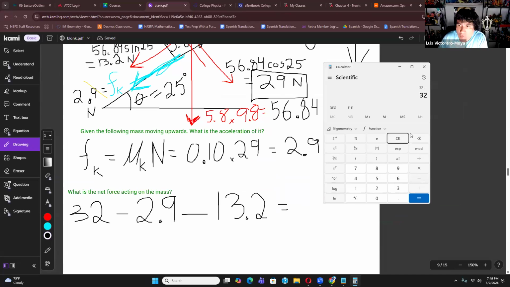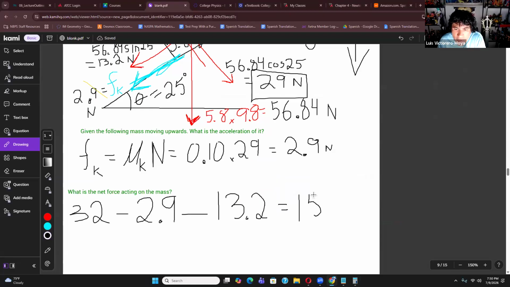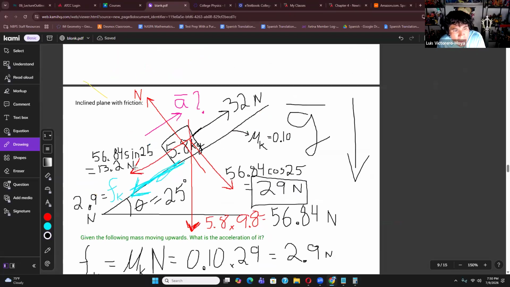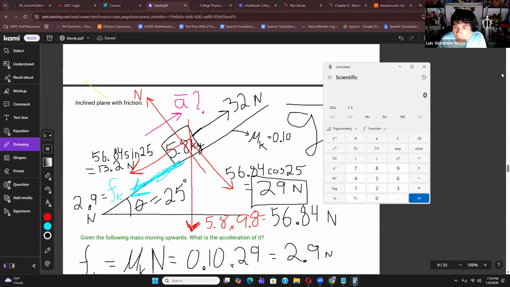$32 minus 2.9 minus 13.2. I get 15.9. Is that what you guys get for the net force? 15.9 newtons. I subtract the given force minus the friction minus mg sine. Now let's check that mg sine.